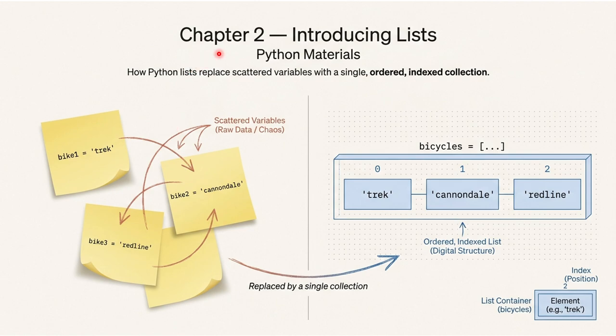Everyone. So today we will cover chapter 2, introducing lists in Python. In this we will see how Python lists replace scattered variables with a single ordered indexed collection. If you see over here on the left, we have these scattered variables in the form of sticky notes, and this we have replaced by a single collection on the right, which we call a list. And that list we have given the name bicycle.